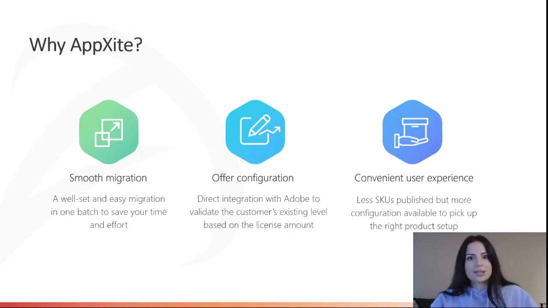Pricing levels. Once you as a seller or customer choose what offer you would like to purchase, you don't need to choose your level. AppXite has direct integration towards Adobe to validate the customer's existing level, and even if the customer increases quantity, the offer gets validated directly and changes level automatically together with updating the yearly price for that specific purchase, dependent on current customer level and additional license offer increase.